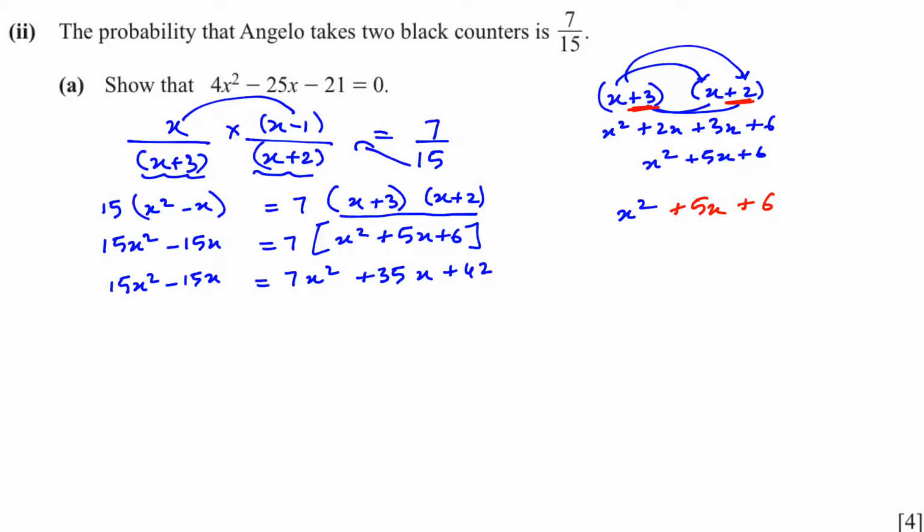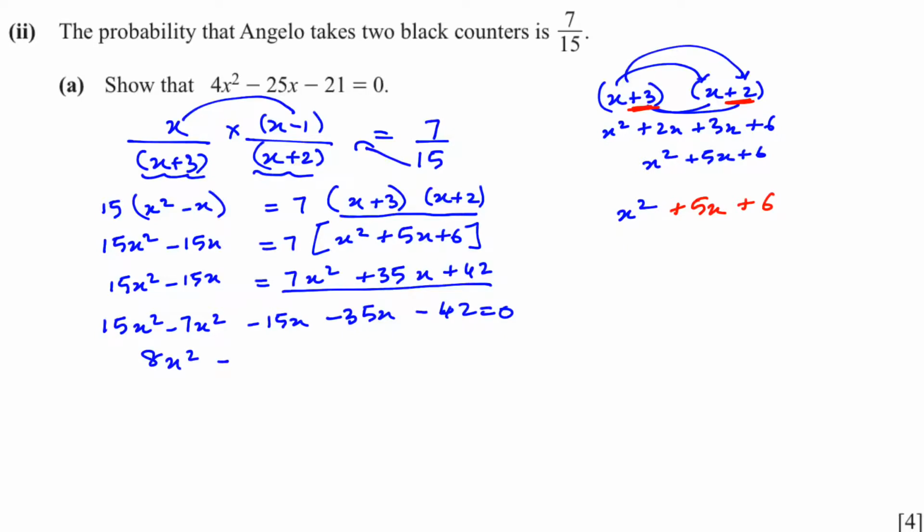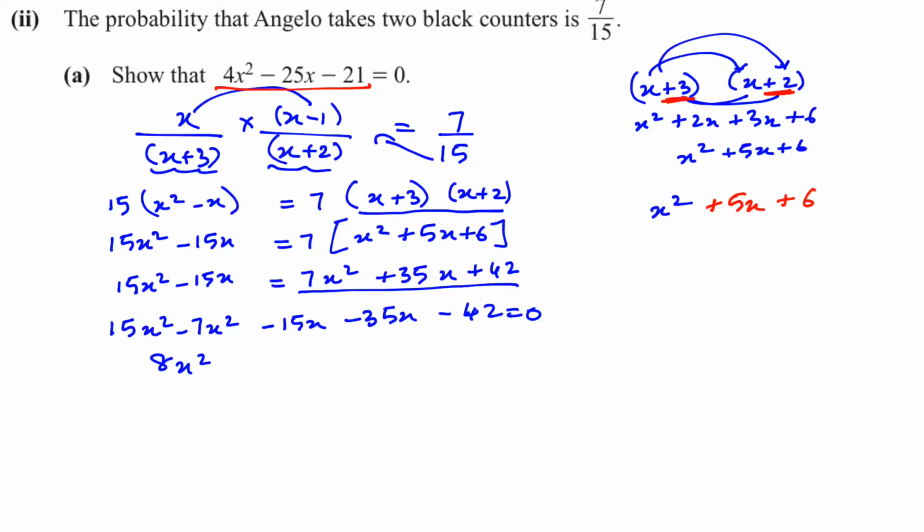We'll rearrange it, bring everything to one side. We'll get 15x squared minus 15x minus 7x squared minus 35x minus 42 is equal to 0. Remember to change your signs for all the terms you bring to the other side. So 15 minus 7 will give you 8x squared, and minus 15x minus 35x will give us negative 50x, minus 42 is equal to 0. To make it similar to this, we'll divide by 2. And we got 4x squared minus 25x minus 21 is equal to 0.